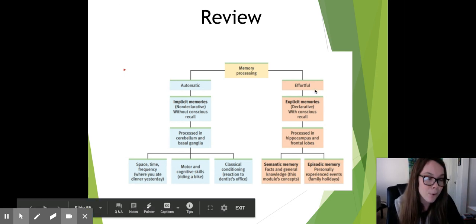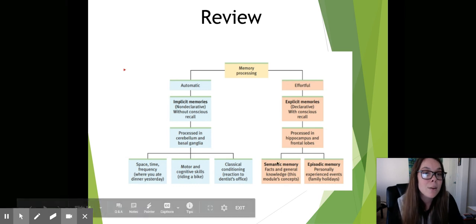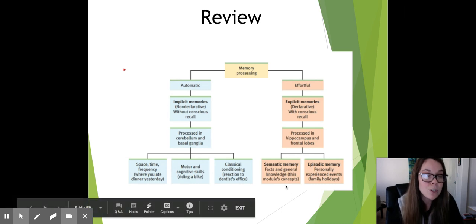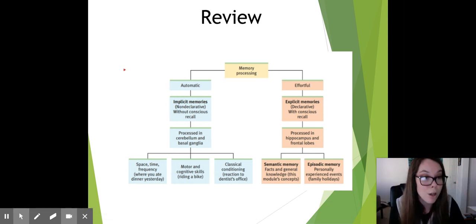And then we have effortful, which is explicit memories. This is with conscious recall. It's processed in the hippocampus. And we talked about semantic memory, which is facts and general knowledge, and episodic memory, which is personal experience, like events and family holidays. These are all things that we have to consciously try to remember and then recall, okay?